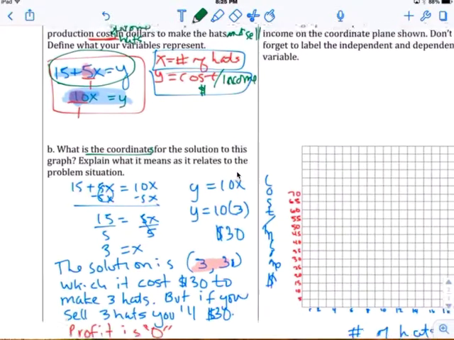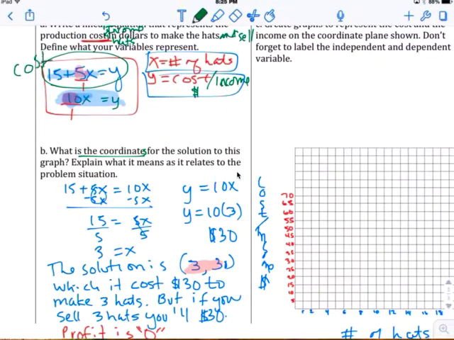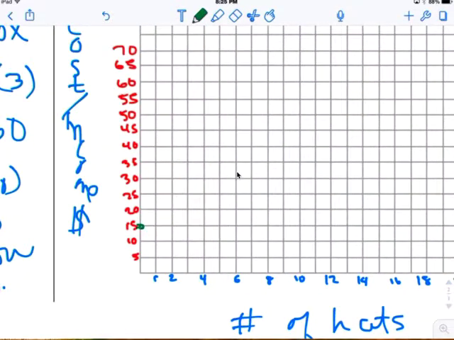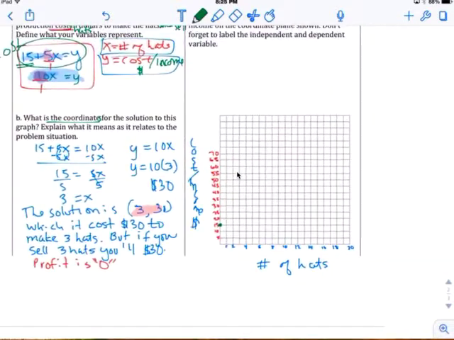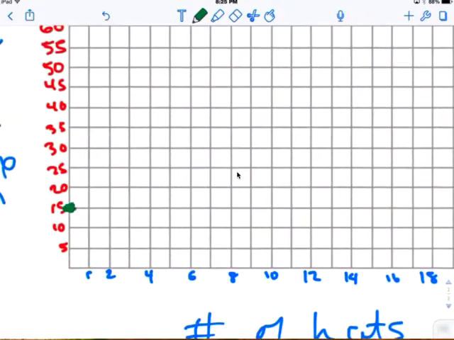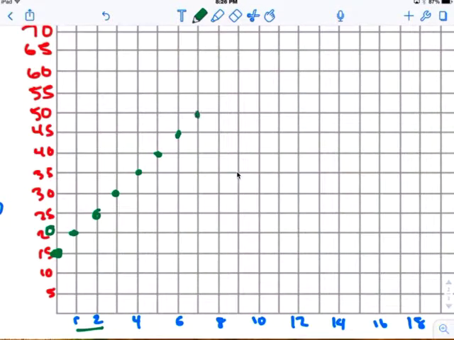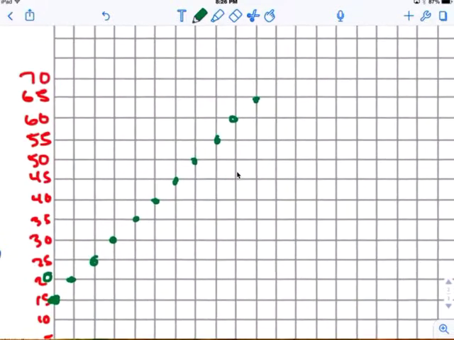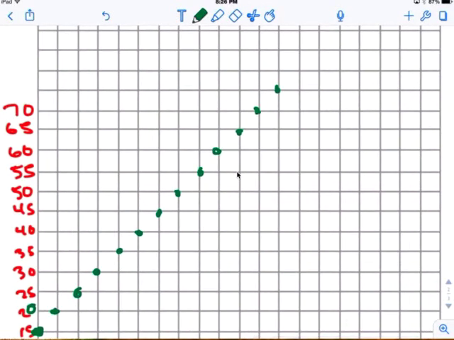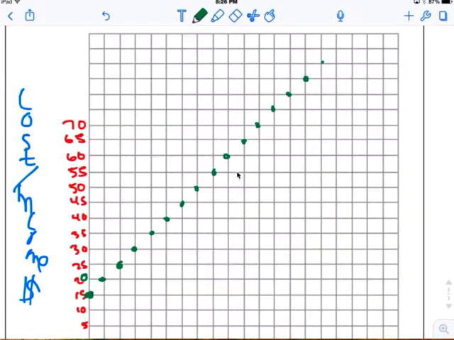Okay, let's graph this. This is your cost, right? You start at 15. So 15 is right here, your y-intercept. And you go up 5 over 1, $5 each time. This is going by 1, you see? Up 5 over 1, up 5 over 1 each time. And that's our nice long line.